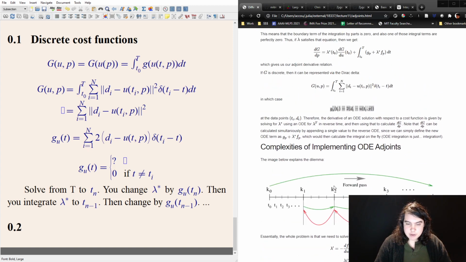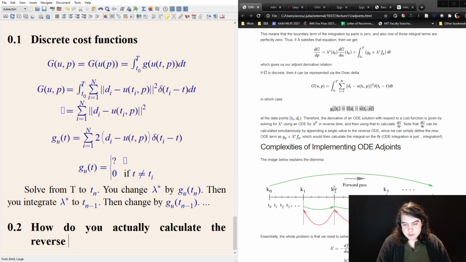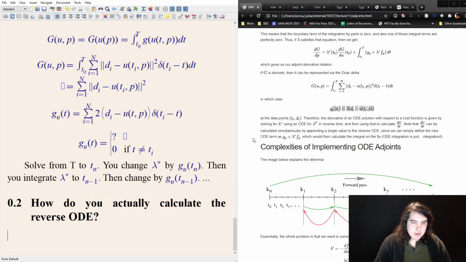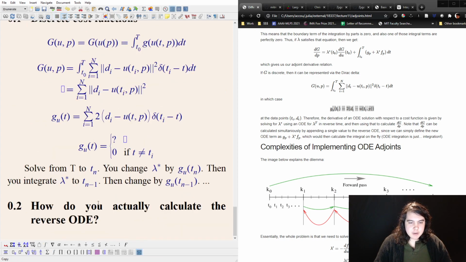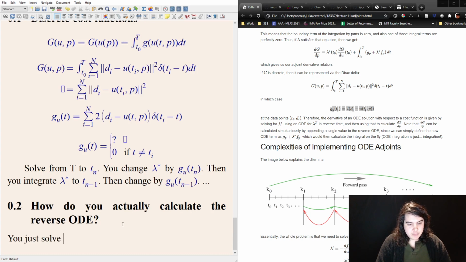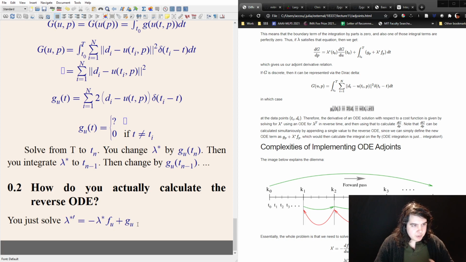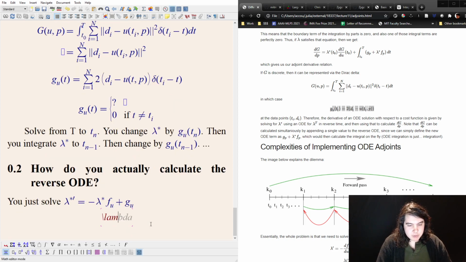Oh yeah, how do you actually calculate the reverse ODE? Right. So this whole thing I've been saying, you just solve that ODE, right? Now let's actually write this out a bit more, right? So d lambda asterisk dt equals minus, right? df du of t, because u is a function of t, remember? And dg du of t.